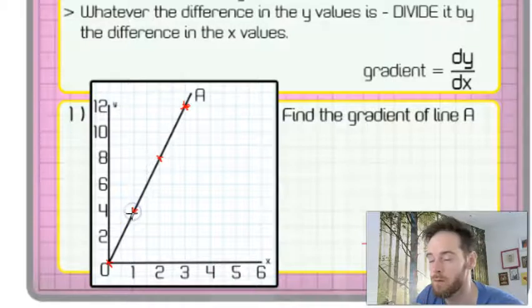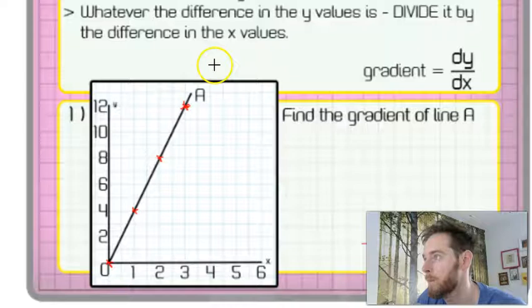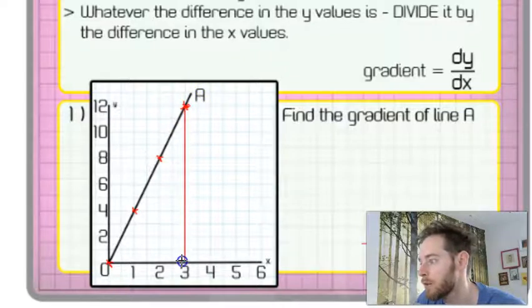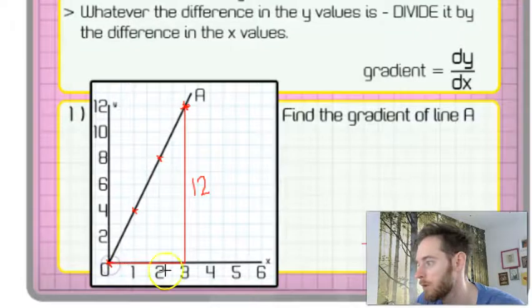Now we can choose any of those coordinates. It wouldn't matter which ones we chose at all, and I'll show you what I mean by that. Because what we do is we go from the big y value down to the small y value. 12 to 0. 12 take away 0 is 12. So the difference in y there is 12. And then the difference in the x values, well, that's 3 to 0, from here to here. 3 take away 0 is 3.